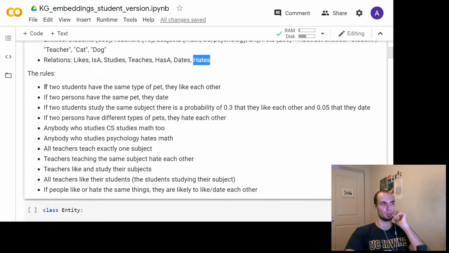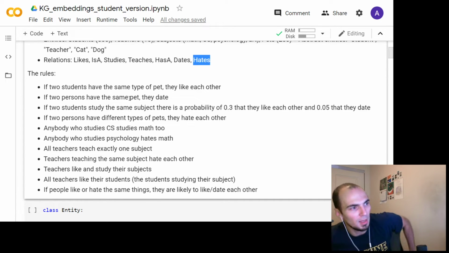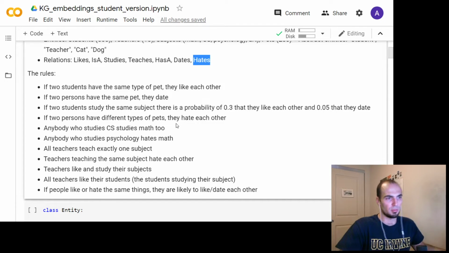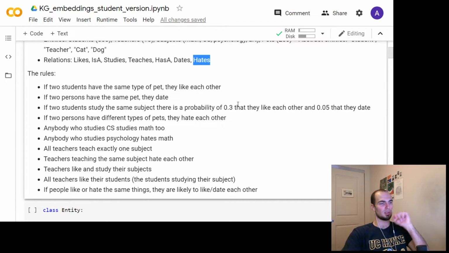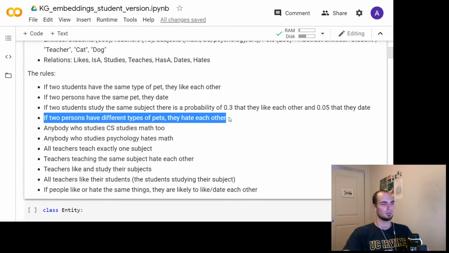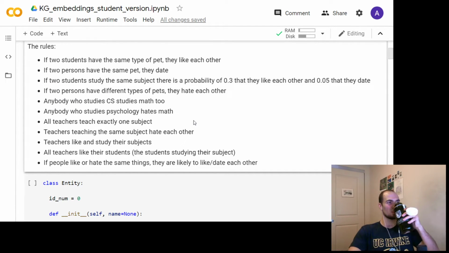And we have a bunch of rules according to which we're constructing the database. If two students have the same type of pet, they like each other. If two persons have the same exact pet, not just the same type, then they date. If two students study the same subject, there is a certain probability that they like each other and a certain probability that they date. The logic is that if you study the same subject, you have a high chance of interacting, and you maybe share interests, so that increases the probability of liking each other. If two persons have different types of pet, they hate each other. That is a little bit dramatic, but why not? This is our simulated world. We could make it whatever we want.